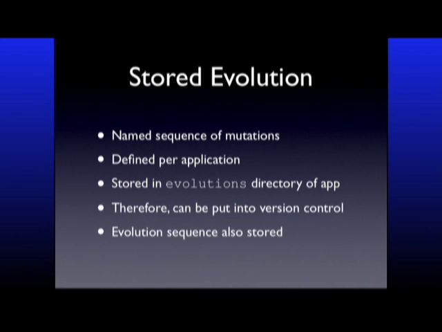They're stored in an evolutions directory of your application, so they can be put into version control the same way you do the generated SQL files from South and django-migrations. And the evolution sequence is also stored. So, you are storing the fact that they are files on disk, they're not numbered, but you do know the order in which they need to be applied.